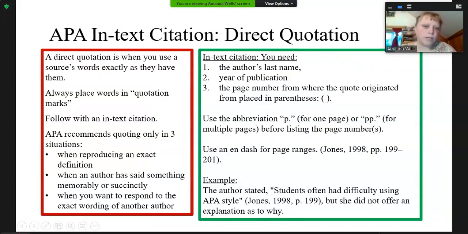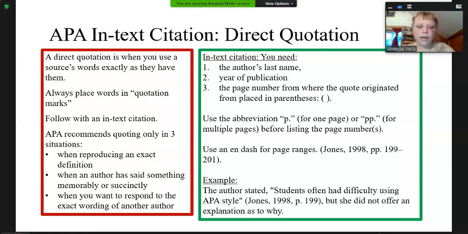There's a difference between direct quotations and summarizing. For a direct quotation, that's where you actually take a different source's words, so a different author's words, and you take them exactly as the original author wrote them. Those get placed in quotation marks, which are these little guys right here. And then you have to follow it up with an in-text citation.